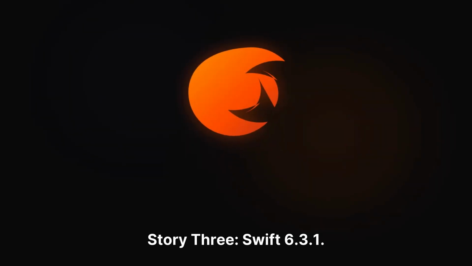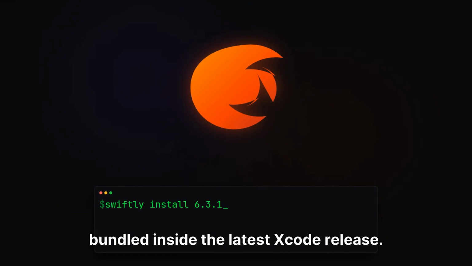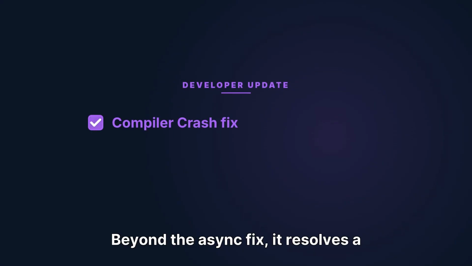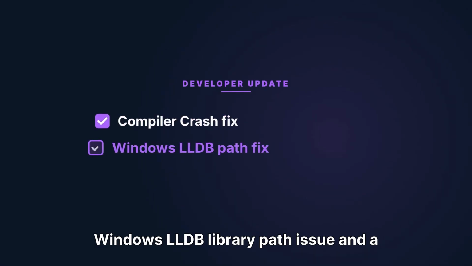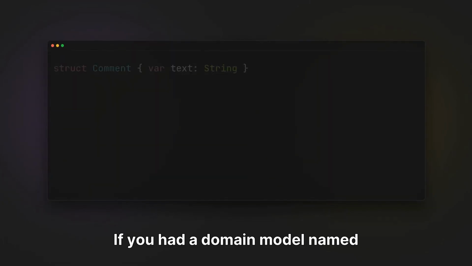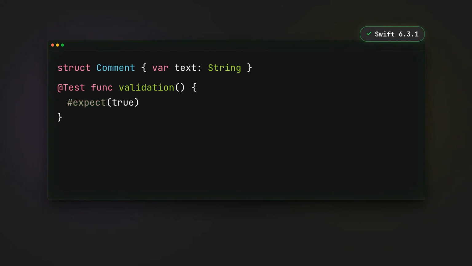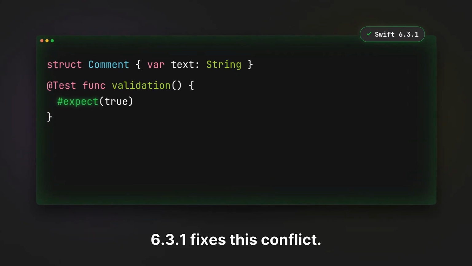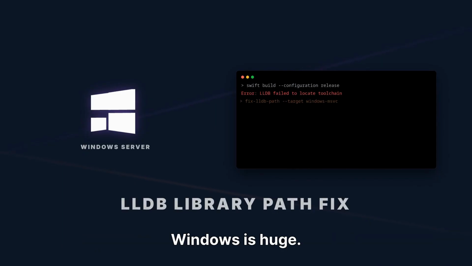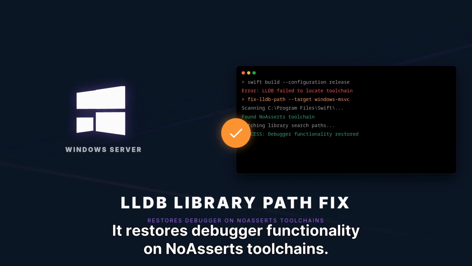Story 3, Swift 6.3.1. Released on April 17th, this patch is bundled inside the latest Xcode release. Beyond the async fix, it resolves a Windows LLDB library path issue and a narrow but annoying bug in Swift testing. If you had a domain model named comment, the expect macro would fail to build. 6.3.1 fixes this conflict. For cross-platform teams, the LLDB fix on Windows is huge. It restores debugger functionality on no-asserts toolchains.